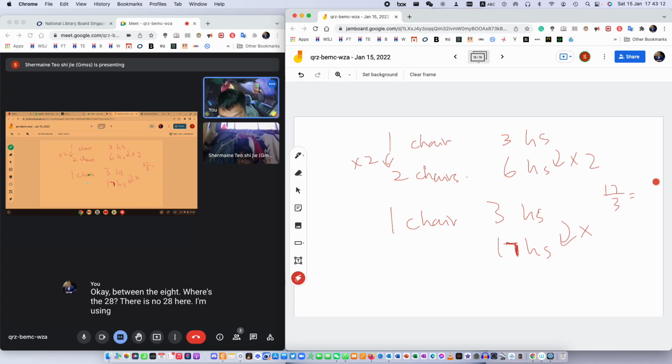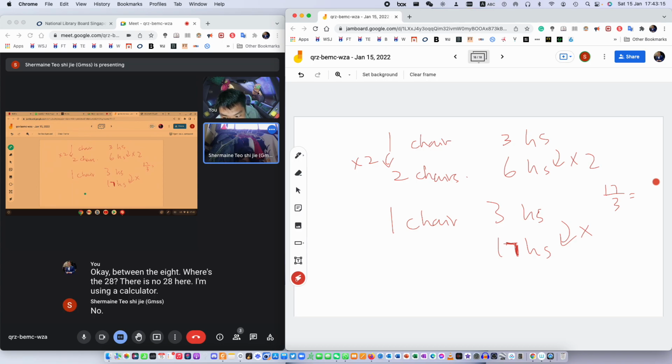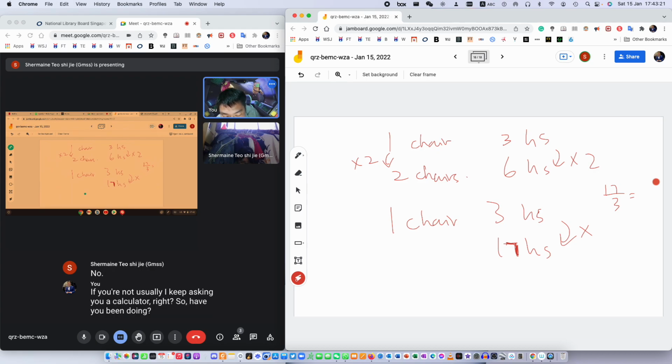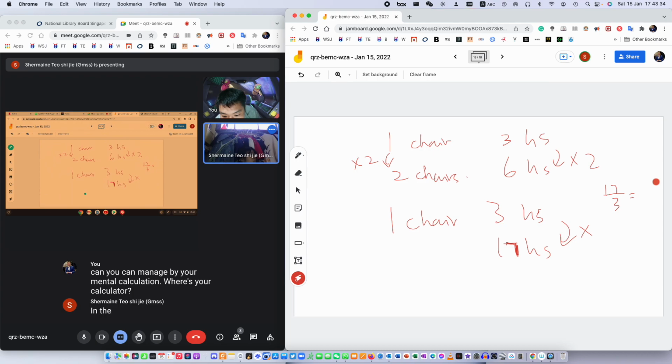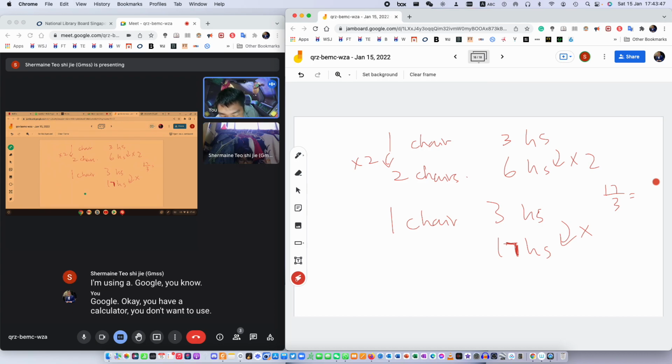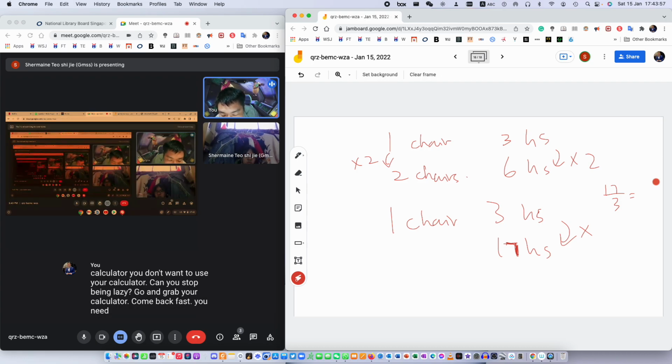Are you using a calculator? If you are not using a calculator, I keep asking you to use a calculator, right? So what have you been doing? You think you can manage by your mental calculation? Where's your calculator? We are having math, and then you are not using a calculator. So what are you doing here? I'm using Google. You have a calculator, you don't want to use it. Can you stop being lazy? Go and grab your calculator and come back fast. You need to be ready with your calculator, okay?